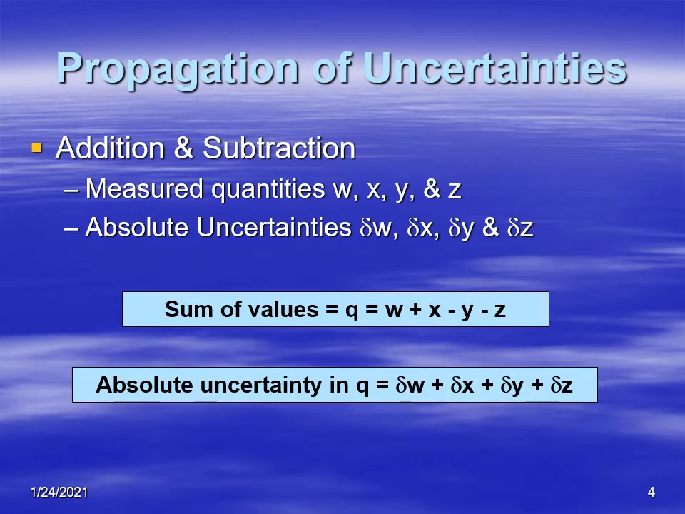With the propagation of uncertainties in addition and subtraction of values, let's say you've got measured quantities W, X, Y, and Z. Those are 4 measurements, and you've got 4 uncertainties or absolute errors of dW, dx, dy, dz. To figure out the value of Q, which is the sum and subtraction of W, X, Y, and Z, just add and subtract them and you get a value of Q. But your absolute uncertainty in Q would be simply the addition of all the absolute uncertainties. So that's your first rule for systematic errors. These are the worst errors that you can have.